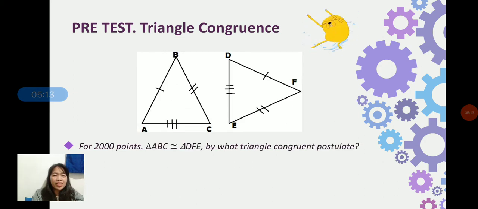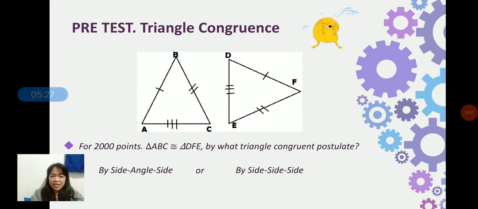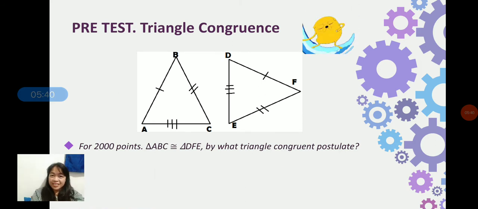Okay, now for triangle ABC, they say that it is congruent to triangle DEF. But by what triangle congruence postulate? Is it by side angle side or by side side side? Take your time, look at the figure. And the answer would be side side side. That was too quick, right? Because if you look at these two triangles, there are no markings for angles. All are on the sides.